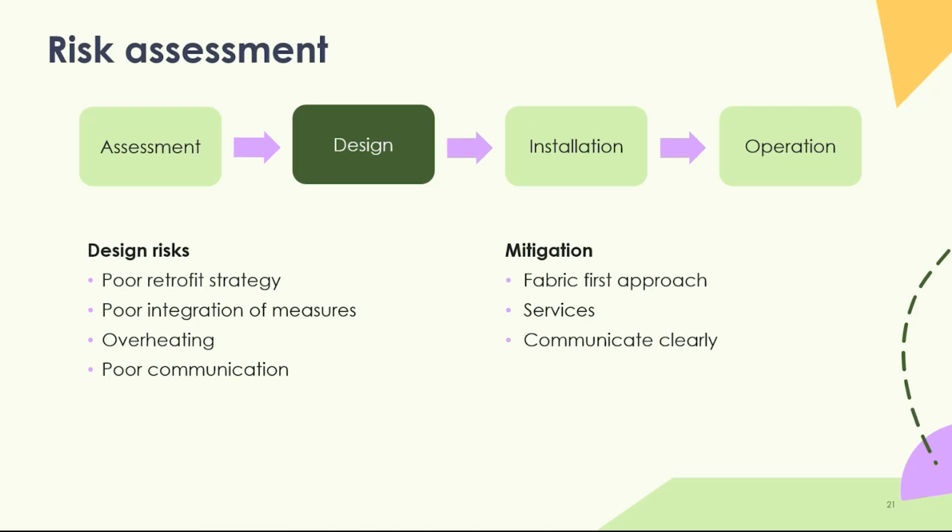You could have poor integration of measures as well. So there might be discontinuous insulation or discontinuous air barriers. So things that are leaving cold spots on a building, that kind of thing, not adequately enveloping a building, or matching of services with fabric as well. So maybe installing a heat pump, but the fabric of the building is still quite leaky, and not really best suited for a heat pump at that time.